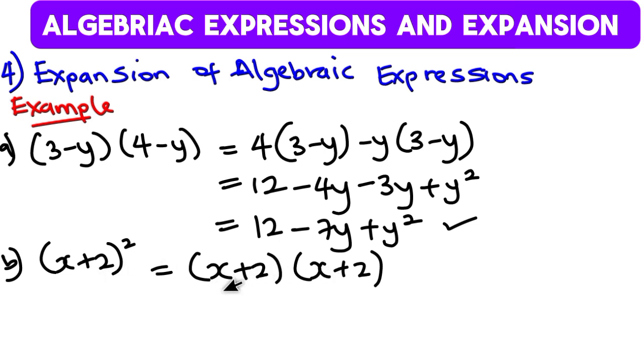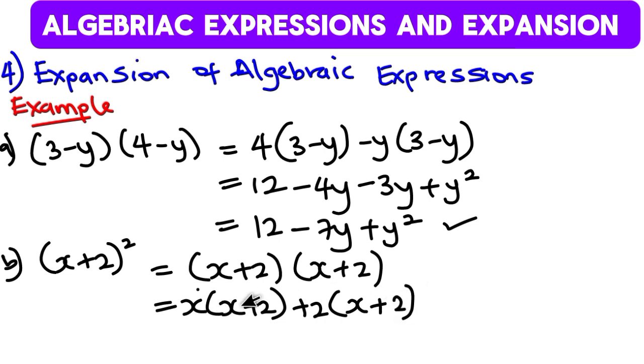So this now will be equal to, we are going to use x to multiply this bracket and 2 to multiply this bracket. So this is x bracket x plus 2 plus 2 bracket x plus 2. I hope you understand. We are using x to multiply this, and plus 2 to multiply this. So x times x is x squared. X times 2 is 2x. Plus 2 times x is plus 2x. 2 times 2 is plus 4.